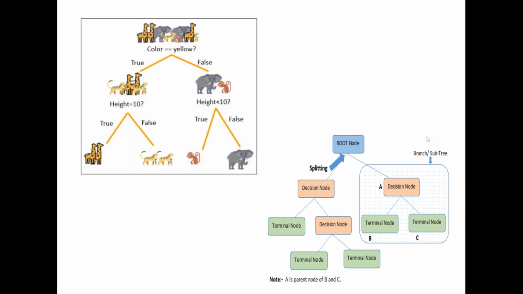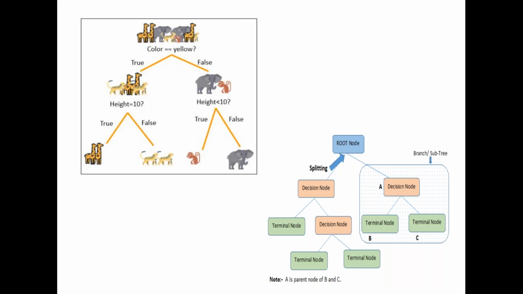The basic idea is, the initial question we ask is called the root node. Once you split it, the second question we ask would be the decision node. The decision node might lead to another decision node, or it might lead to a terminal node, which is also called the leaf node. The decision node along with the terminal nodes, that is the last decision node, is called a branch or a subtree.